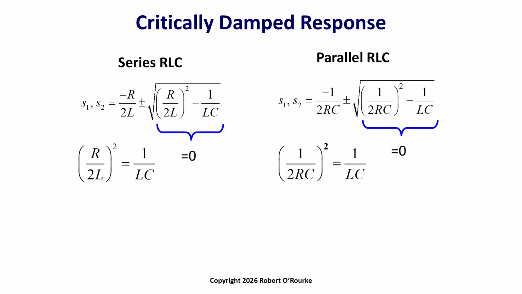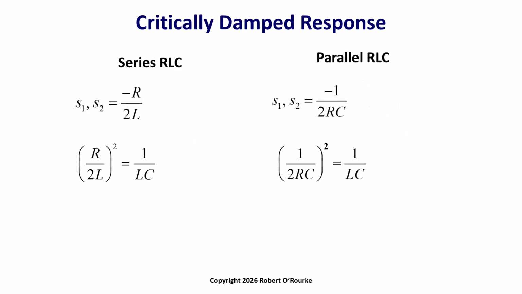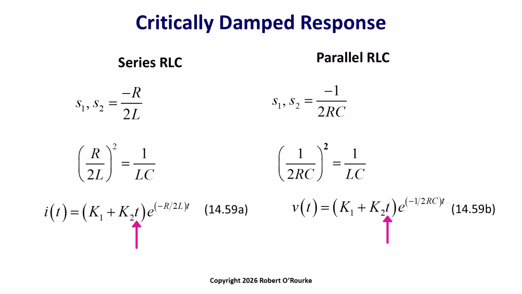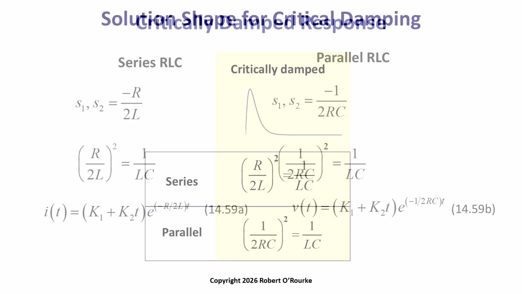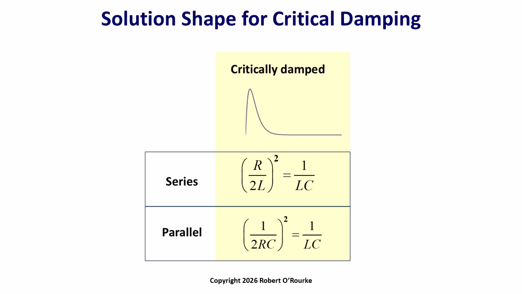The criteria for critically damped response is that the quantity under the radical sign is equal to 0. The terms under the square root sign disappear completely from the roots equations. We need a t-term for a second unique solution for critically damped response. Resistance in the numerator for series and resistance in the denominator for parallel. The resulting critically damped response curves look like this one.